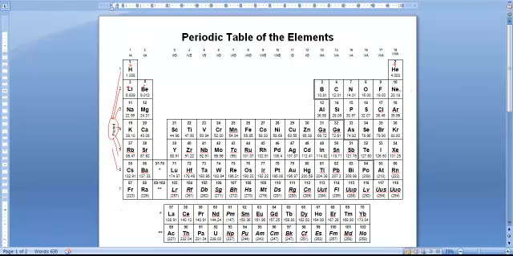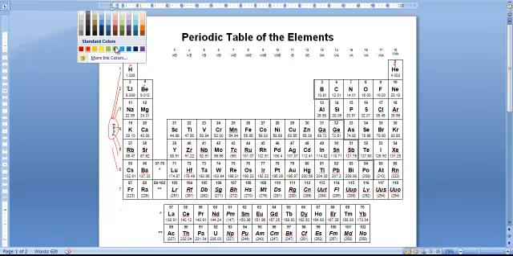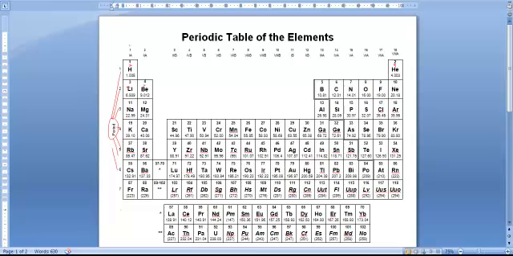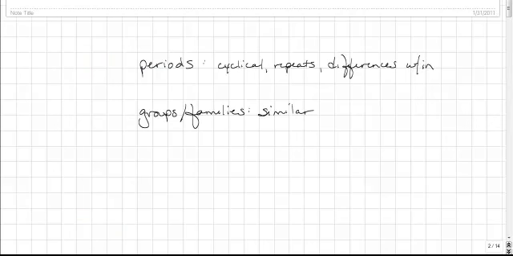So period 2 ends with neon, period 3 ends with argon, period 4 ends with krypton. Neon, argon, krypton within that period are very, very similar. Okay. The reason why they're very, very similar is because those are our families. So as we go down a column, those are going to be our groups or our families. Okay. So our groups and our families, those are our columns. Our periods, those are the rows. Okay. So that is one way that we can talk about them.